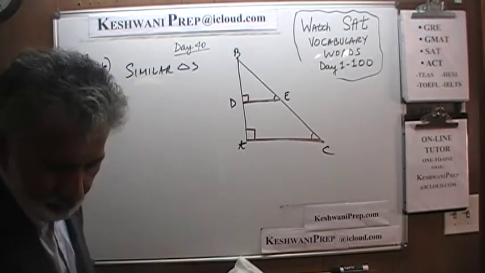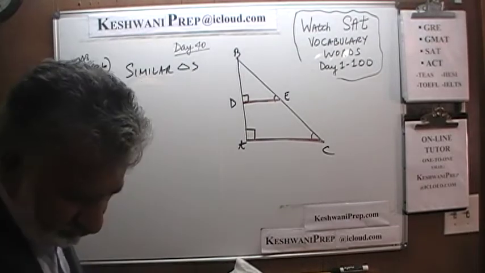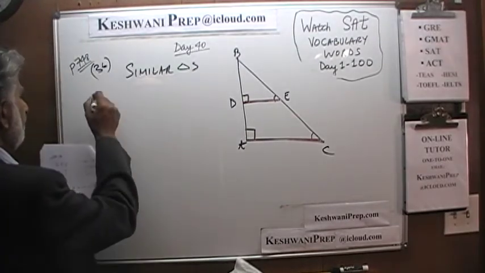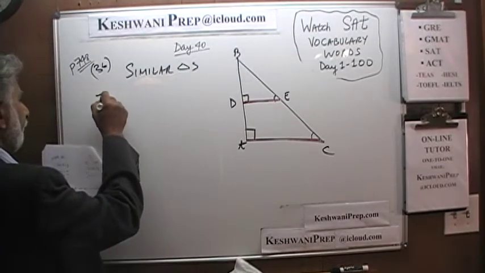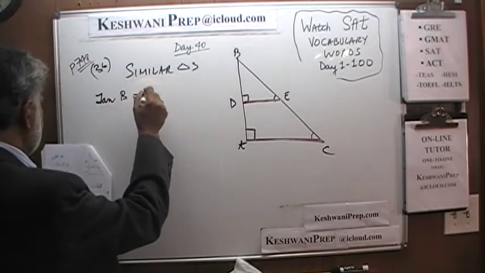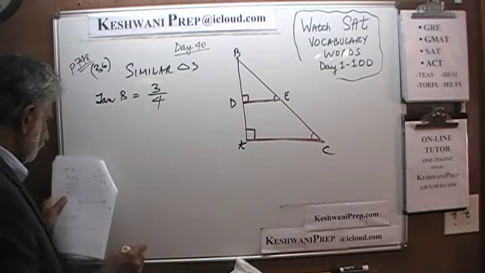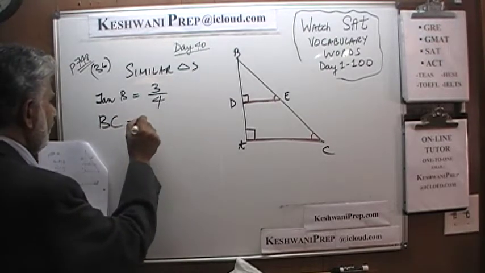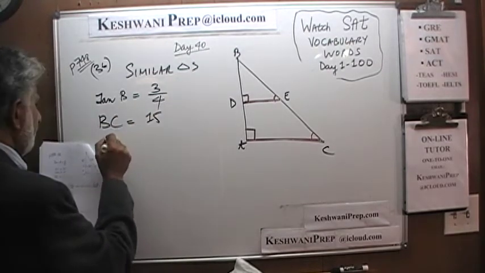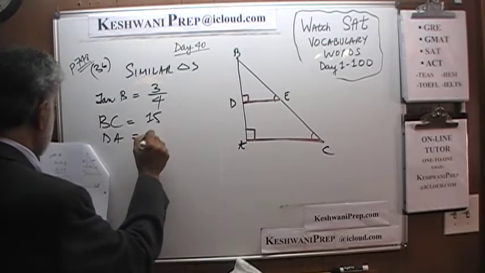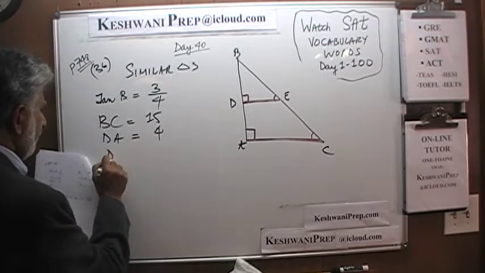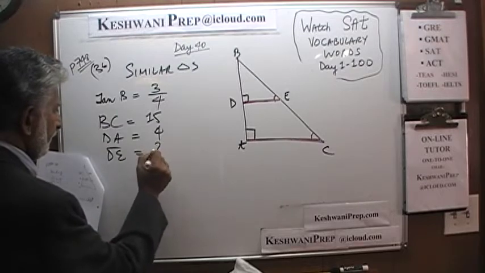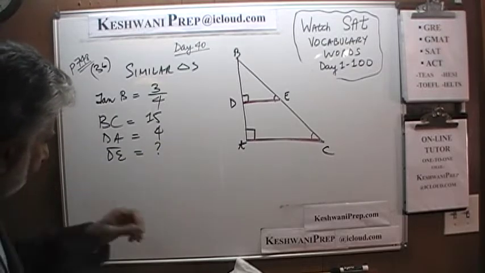We are told that the tangent of angle B is equal to 3 over 4. We are told that BC is equal to 15. We are told that DA is equal to 4. And the question is, how much is the length of DE? Let's see what we can do.